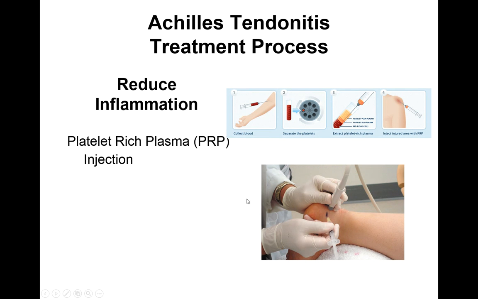This is kind of a high-tech type of treatment. You draw your blood down, you spin it down, and you take just the top portion, which is the platelets, okay? There's platelet poor and platelet rich. You take the platelet rich portion and you inject it into the Achilles tendon. That increases the healing components, which is the platelets, and that helps heal things.